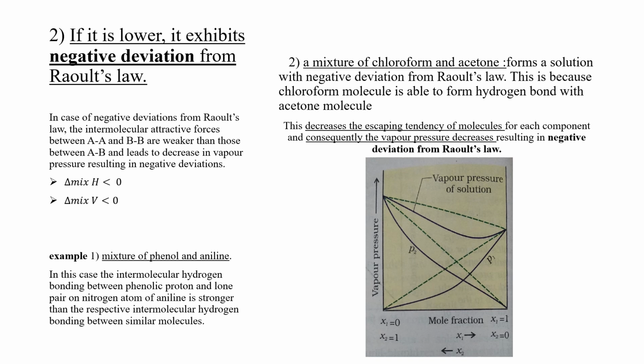So their escaping tendency will be less. As their escaping tendency is less, as they escape less, their vapors in the vapor phase will also get reduced. As their vapors get reduced, their vapor pressure will decrease, and on decreasing the vapor pressure, the ideal behavior, the Raoult's law shows negative deviation, means in negative direction.